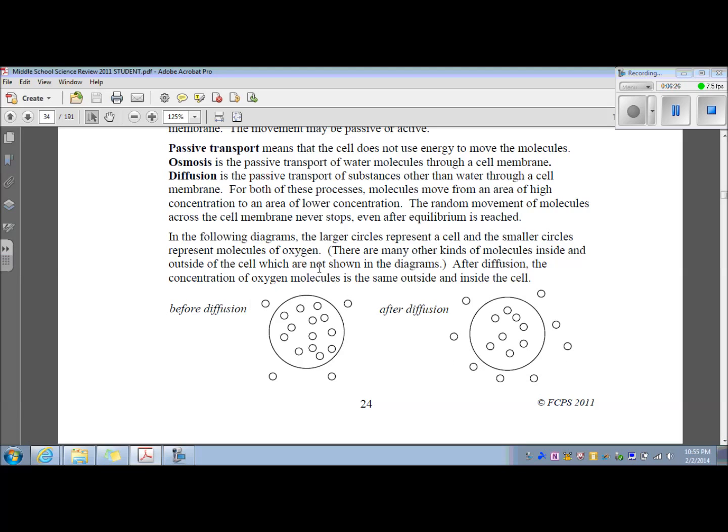So the picture on the left here is before diffusion. You'll see that there's only 4 oxygen molecules outside. And then after diffusion, you'll see that there's more of an equilibrium between the oxygen molecules inside and outside of the cell.